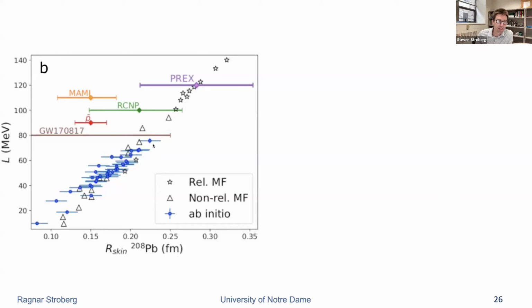We also notice that we kind of run out of steam. We can't go all the way up here where mean field theory goes, in particular onto this point where the PREX experiment came in.